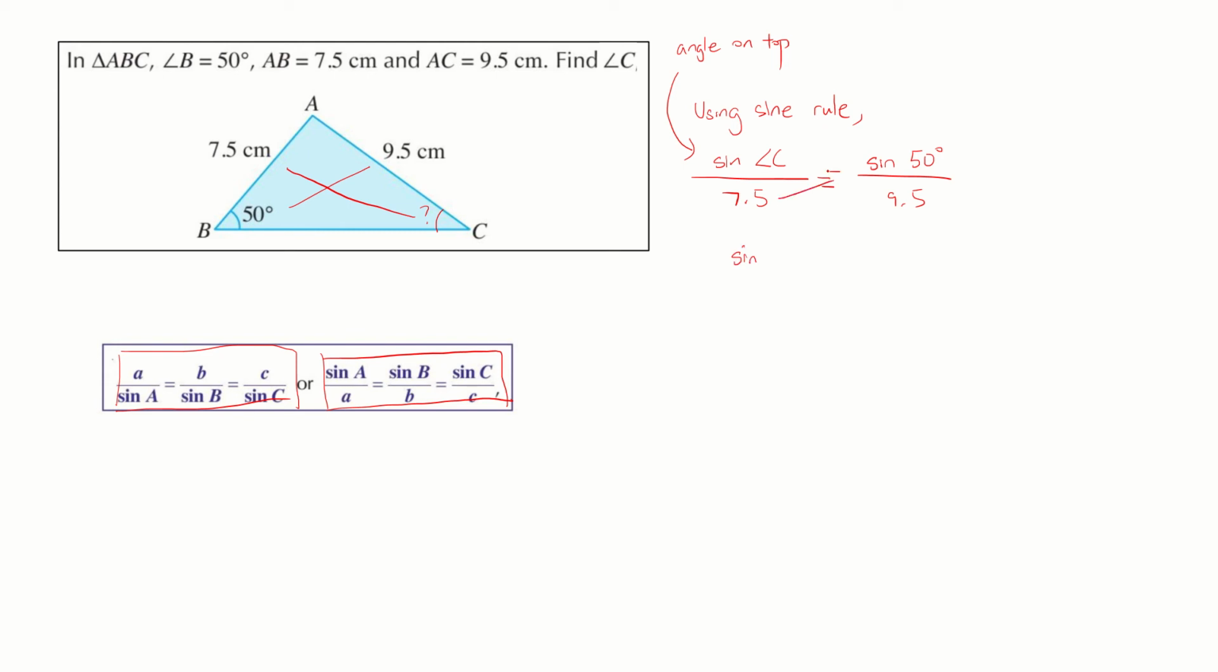So 7.5, I'm going to move it to the other side. So sine angle C will be equal to sine 50 degrees over 9.5 times 7.5. And then I'm going to calculate my angle C, which is the sine inverse of this. Let me just explain a few things first. So angle C is equal to sine inverse of this. I'm going to take the sine inverse here. Okay, I'm going to press the calculator.